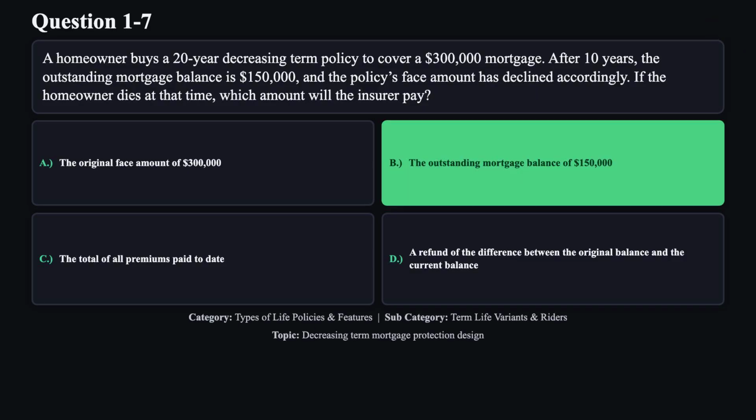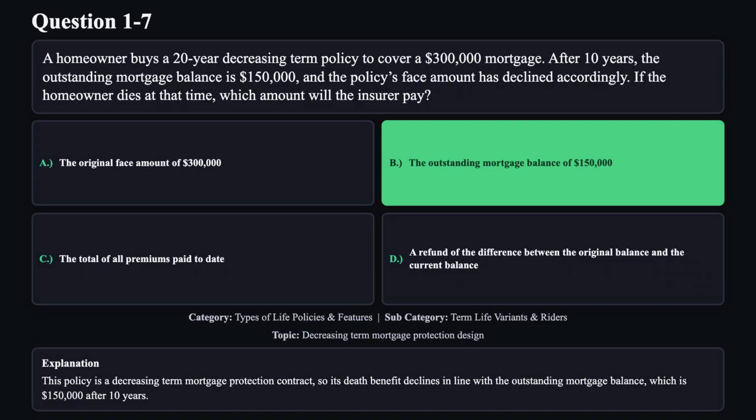The correct answer is B. This policy is a decreasing term mortgage protection contract, so its death benefit declines in line with the outstanding mortgage balance, which is $150,000 after 10 years.